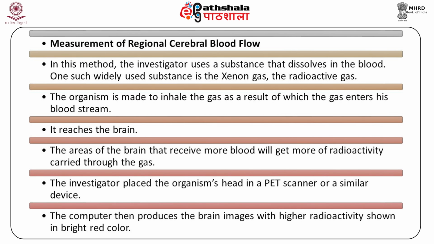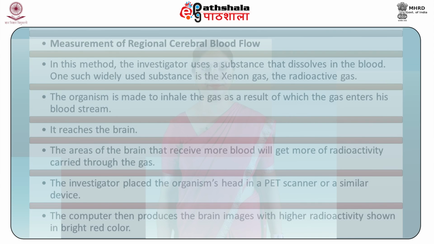It reaches the brain. The areas of the brain that receive more blood will get more of the radioactivity carried through the gas. The investigator places the organism's head in a PET scanner or in a similar device. The computer then produces the brain images with higher radioactivity shown in bright red color.